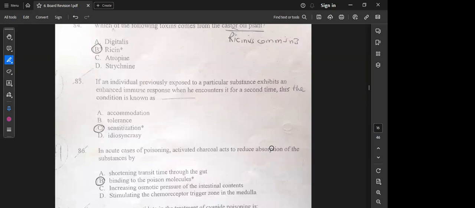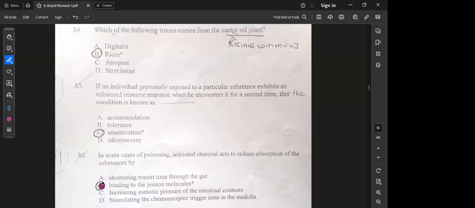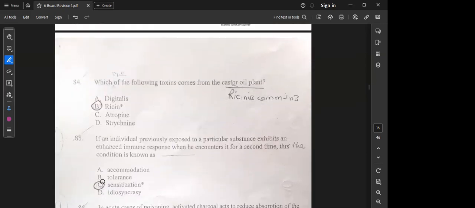In acute cases of poisoning, activated charcoal acts to reduce absorption of the substances by shortening transit time through the gut, binding to the poison molecules, increasing osmotic pressure of the intestinal contents, or stimulating the chemoreceptor trigger zone in the medulla. B. Yes, I agree.